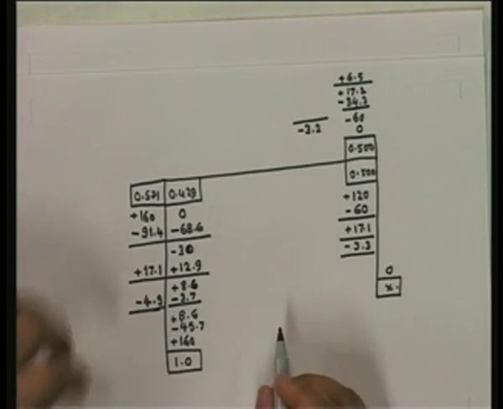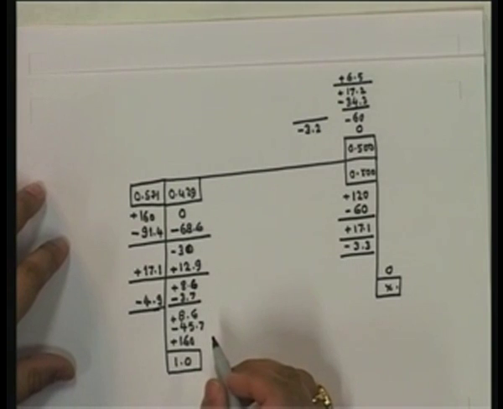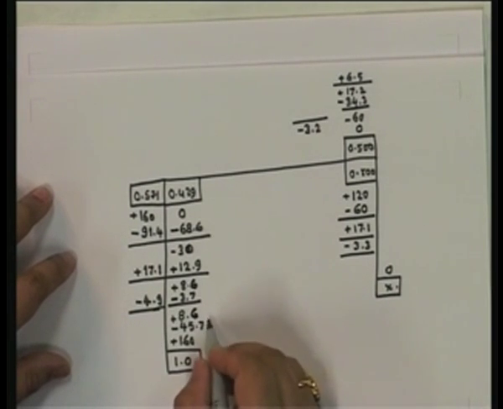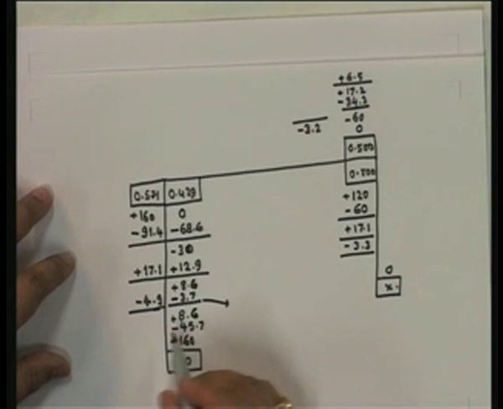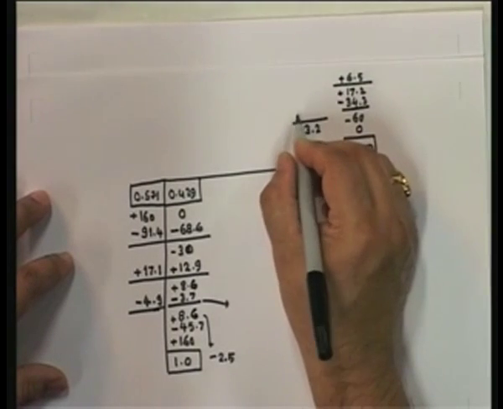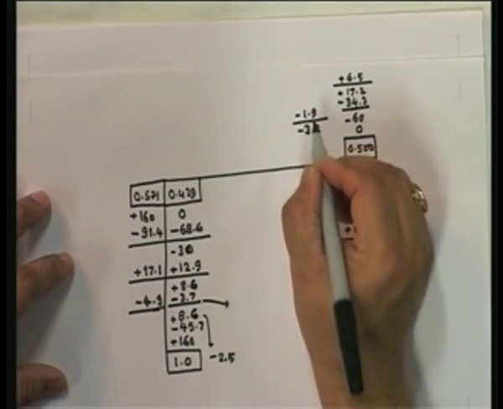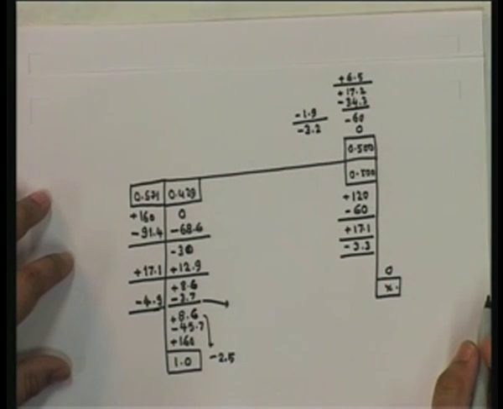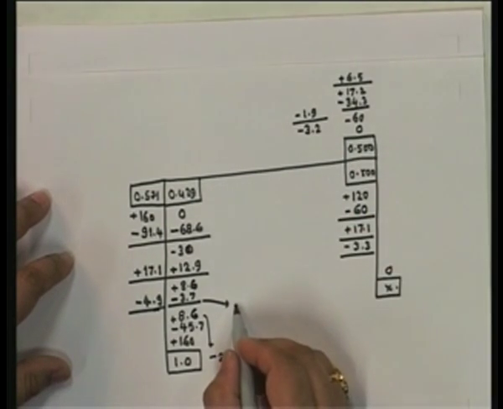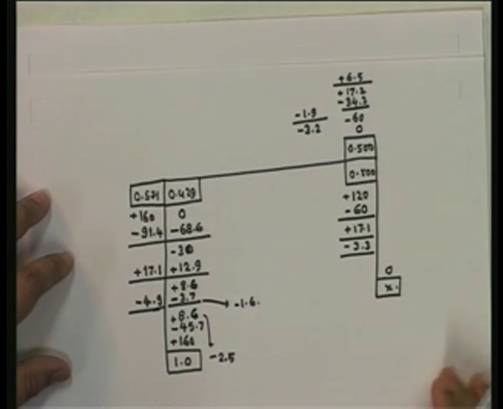Okay, now let's put this together over here. So I'm going to have this come to this point. So this will go in this direction, and this will come here. So this becomes minus 2.5, the distribution here. The minus 3.7 goes over here. It becomes minus 1.9. Okay, minus 1.9. And the distribution from this turns out to be minus 1.6.